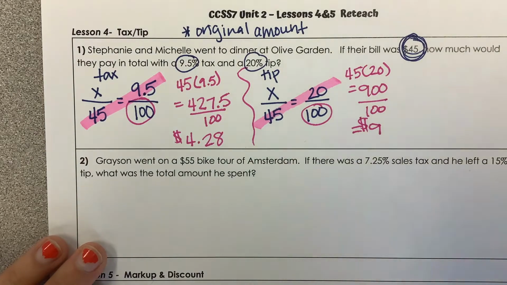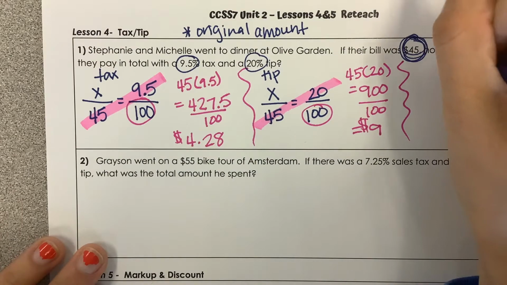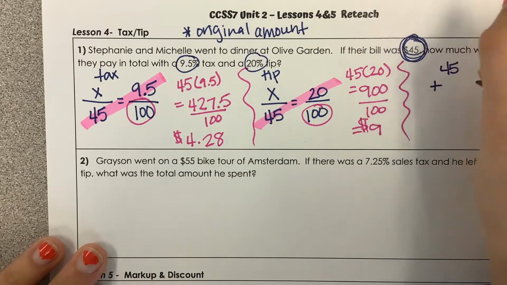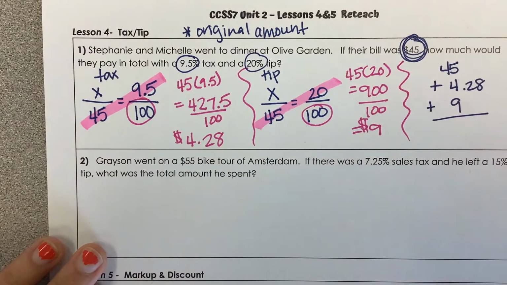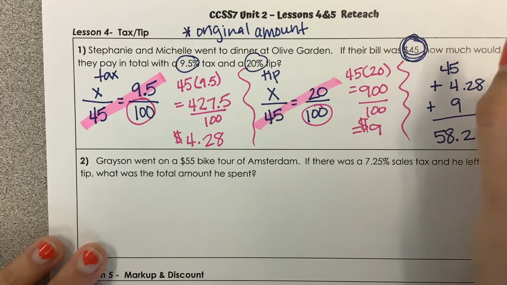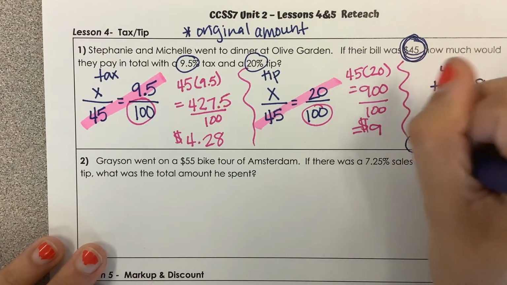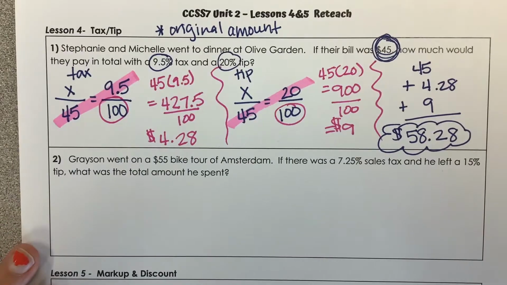So for our final bill, we are adding the $45 for the food, plus $4.28 for the tax, plus $9 for the tip, which gives us a total of $58.28. Oop, that was cut off a little.